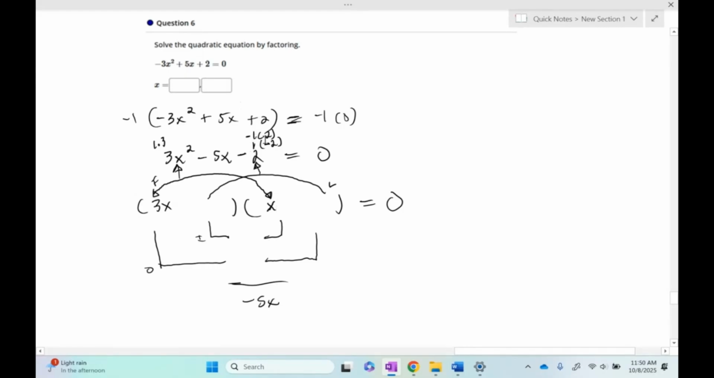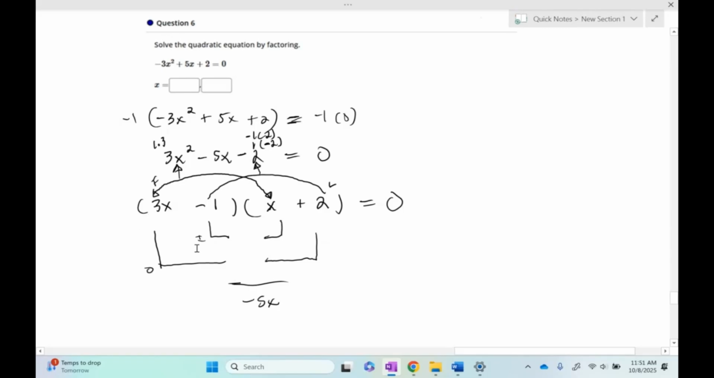So now I have some combinations I can put in for my other numbers. I'm going to put in -1 and a +2. And then I'm going to check, because it's easy to get the first and the last, but the middle term doesn't always match up. So you may have to play with your numbers a little bit. 3 times x is 3x squared. That gives me my first term. -1 times +2 is a -2. That gives me my last term.